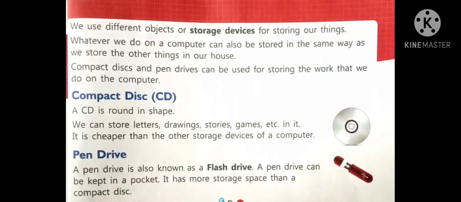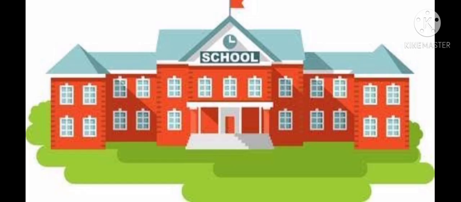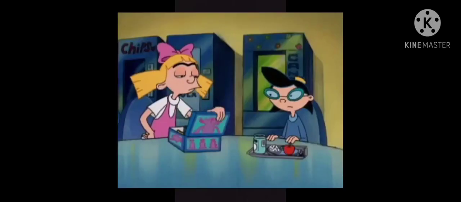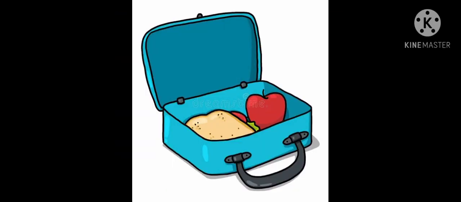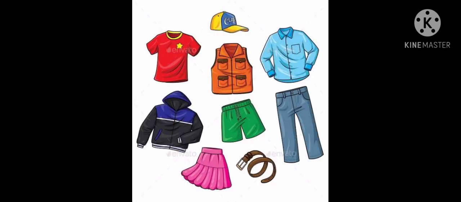We use different storage places to keep our things safe. As you have seen at the start of the chapter, there are many things at our home for storing our objects. When you go to school, your mother packs some food for you. Where does she keep the food? Yes, in the lunch box. So, the lunch box is a place for storage of food.